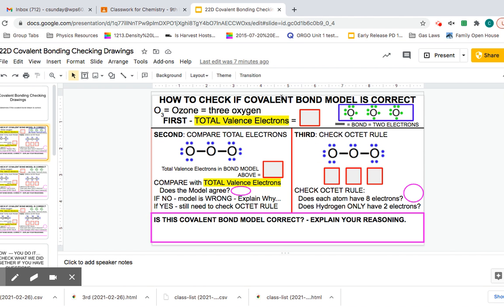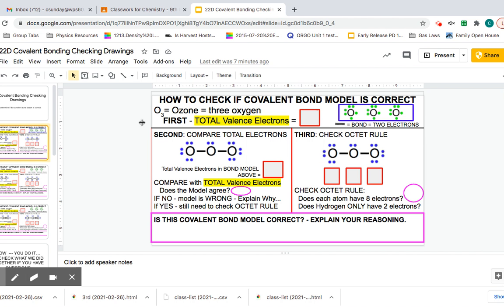So, how to check if a covalent bond model is correct. This is what I have. The compound is O3, which is ozone. The little 3 means that there's 3 oxygens. And so I have steps on here.